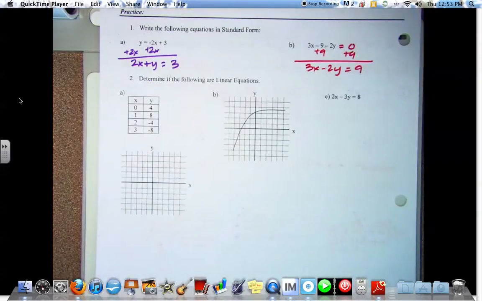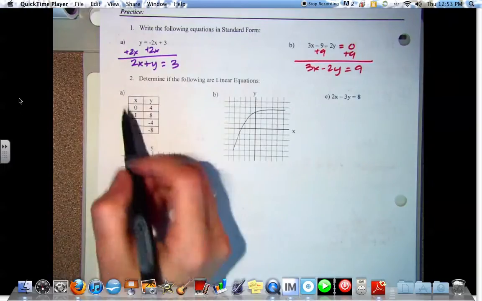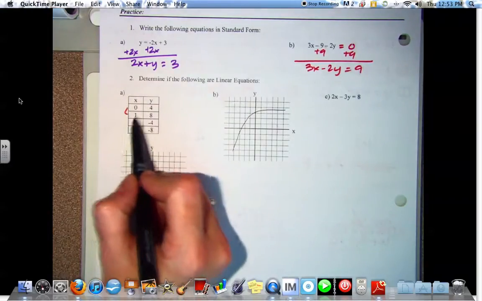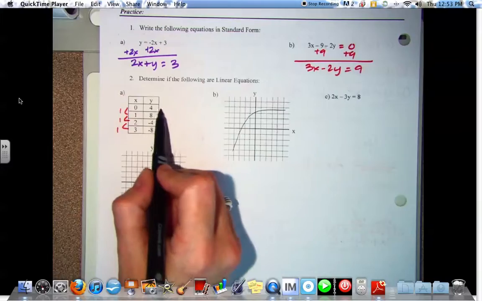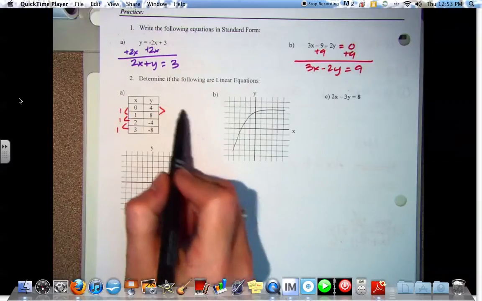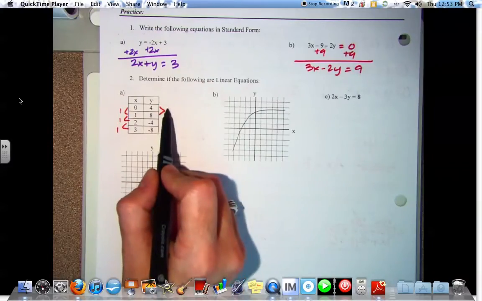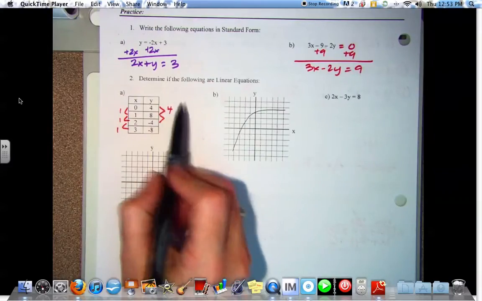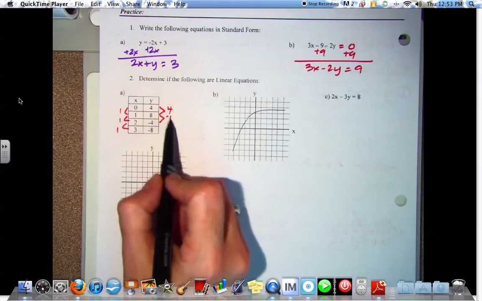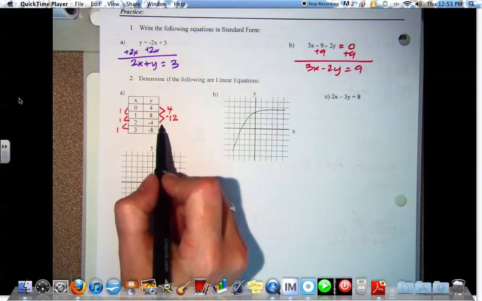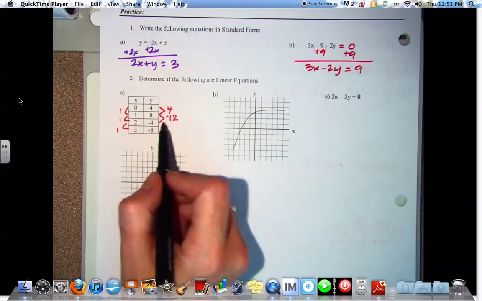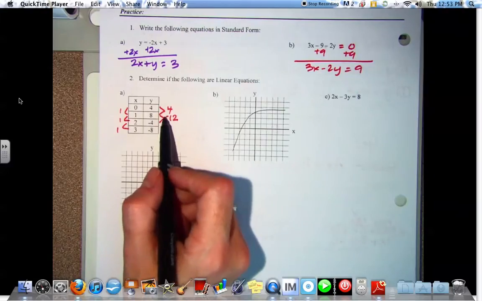2a. Do I have a pattern occurring in the x column? Yes. What's it doing? Going up by one. What about the y's? No. From 4 to 8, what does it do? Goes up by 4. And 8 to negative 4? Going down by 12. It is pretty crazy, isn't it?